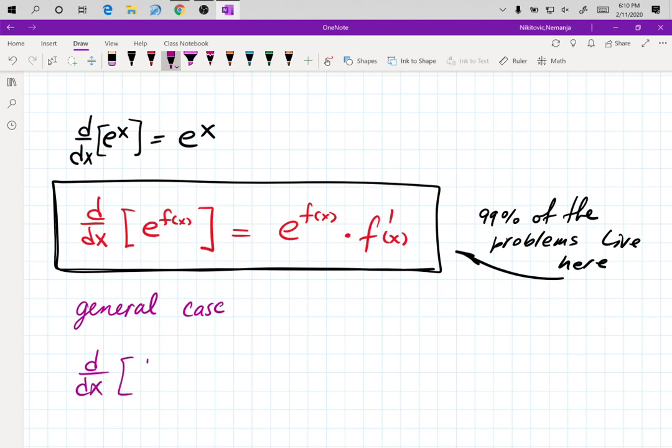The general case is the derivative of b raised to f of x. Now you're allowed to have any value in the base and any function in the exponent. You cannot have a more general case than this. And that one is, again, the same story. Control C, Control V, times the derivative, and finally times the ln of the base. So that's your exponential derivative. And you're done.